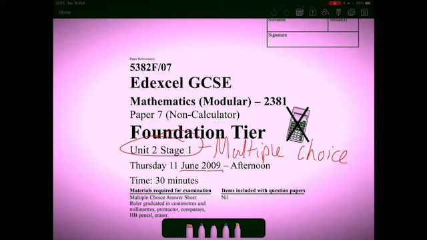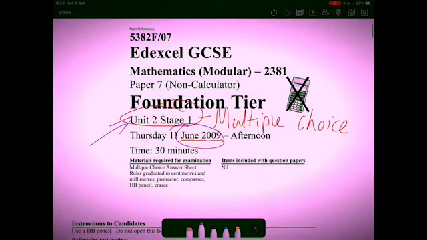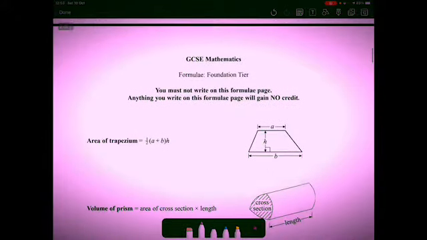Okay, these are the answers or the solutions for the multiple choice section of Unit 2 Stage 1, and this is for June 2009. Okay, let's start with the first question then.